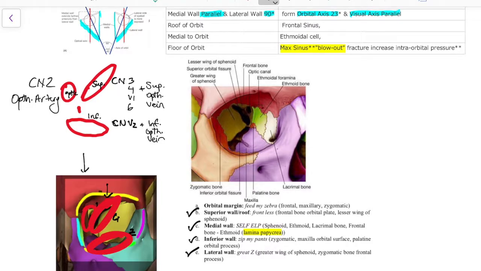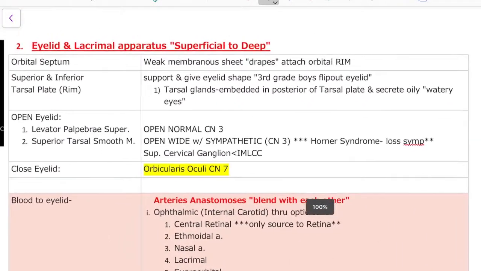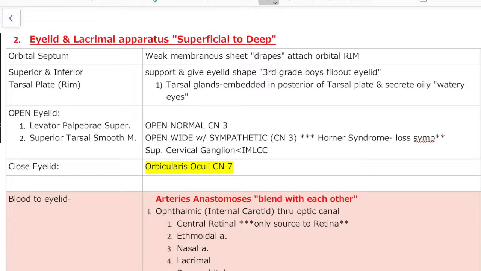Okay, now let's talk about the eye itself. So here we will start from superficial to deep structures. The first structure that we have is the orbital septum, and the orbital septum is just a weak membranous sheet that is continuous with the periosteum, the bone above the skull, and it kind of drapes over our tarsal rim.